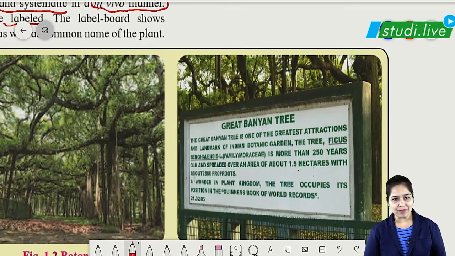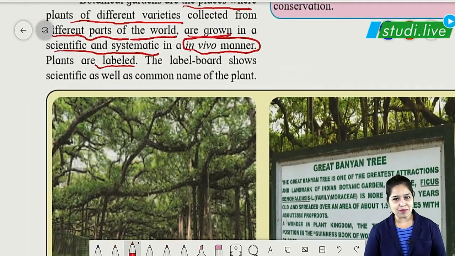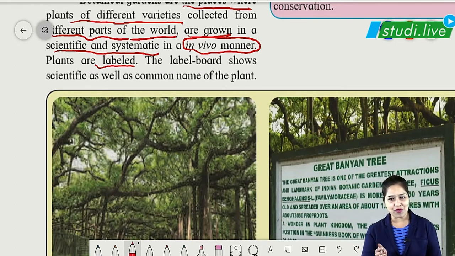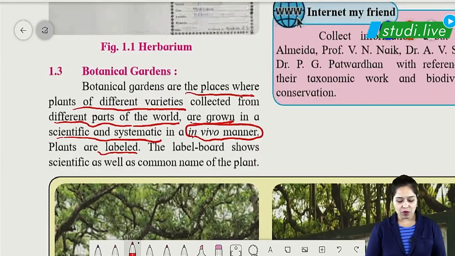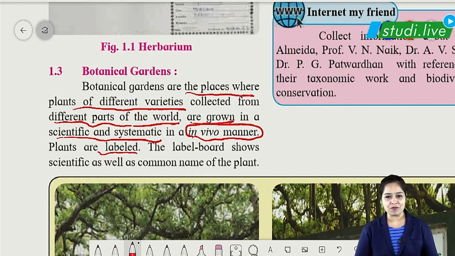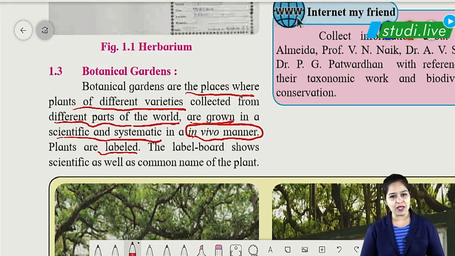And in this label board, we can see its common name, how old the plant is and how much area it is covering. So this label board shows scientific as well as common name of the plant, and if it has certain additional information, that all is also mentioned in this label board. So in botanical gardens, the plants of different varieties are collected and grown. So when we visit a botanical garden, we can see different kinds of plants and different characters. What are the differences in these plants we can observe.